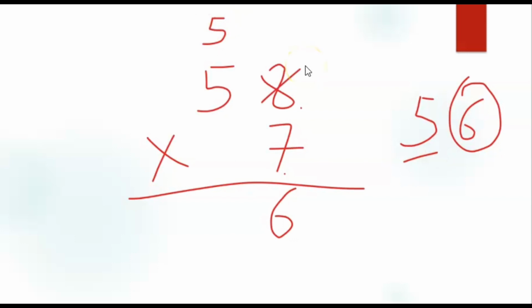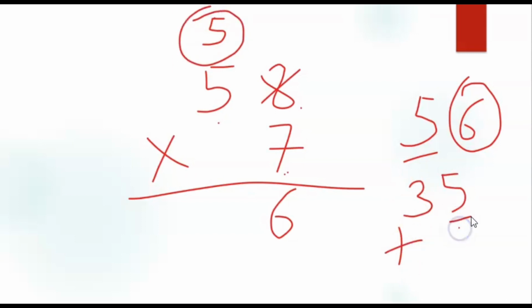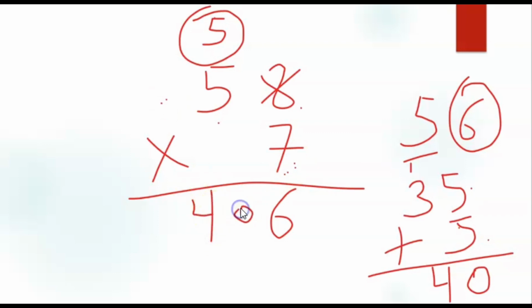The reason why I'm crossing it off is so you don't get confused. Next step, we're going to multiply 7 and 5. So 7 times 5 equals 35 plus the 5 we have in our hand. You're going to add that in 35. 5 plus 5 is 10, 0, 1, 3 plus 1 equals 4. So 40. We do not have any more number to multiply with 7. So we're just going to simply put down 40 over here. That is it. 58 times 7 equals 406.